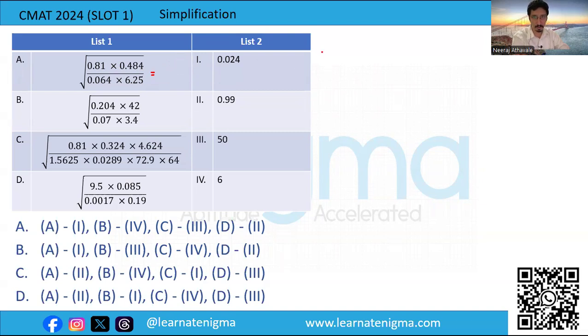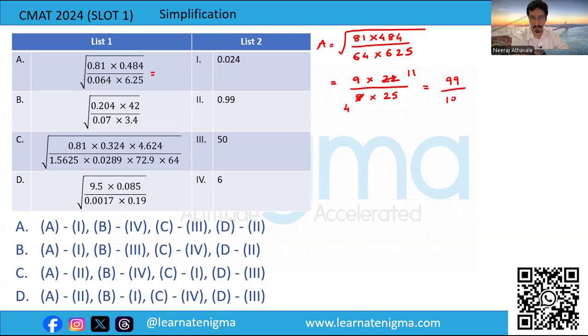Okay. So the first option A, it is nothing but 81 into 484 divided by 64 into 625. Now square roots, and you can identify all the squares. So 81 square root is 9, 484 square root is 22, 64 square root is 8, and 625 square root is 25. We can divide this by 2. So 11, this is 4. So we get here 11 nines are 99 upon 100. That is 0.99.